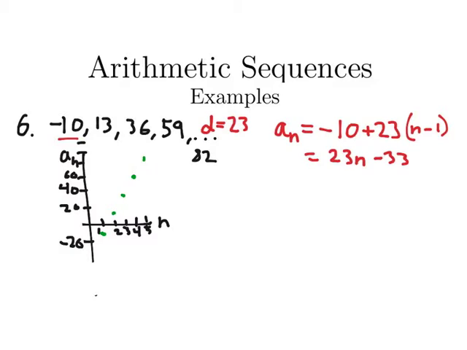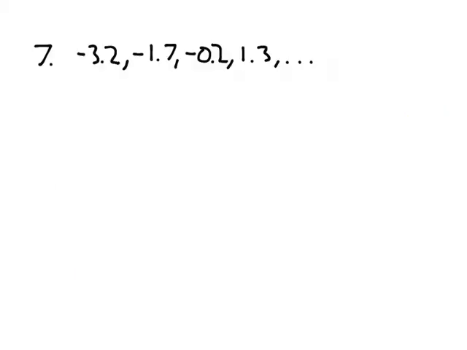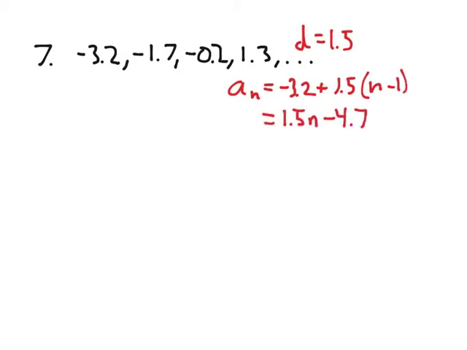And if we choose to do so, we can draw the line connecting the dots. For number 7, we have the same thing as we did for number 3, and the same problem as for 5 and 6. So as in number 3, we found the difference was 1.5. The equation for the nth term, a sub n, is the first term, negative 3.2, plus the difference times n minus 1. And that can be simplified to 1.5n minus 4.7.